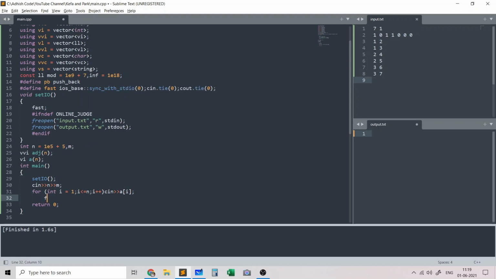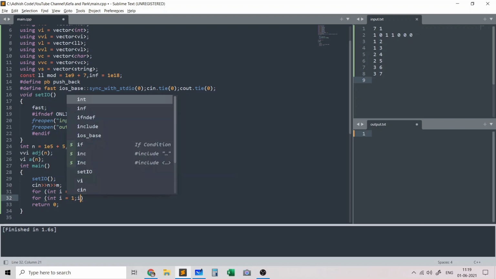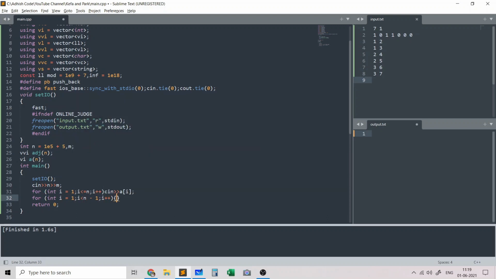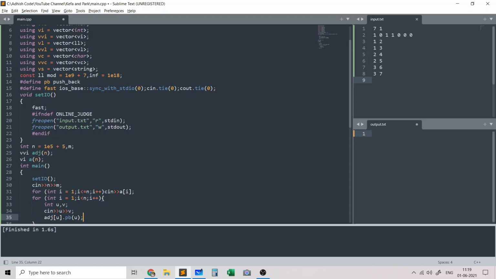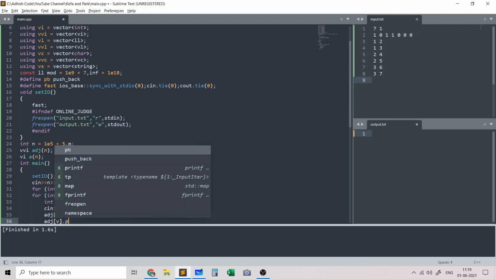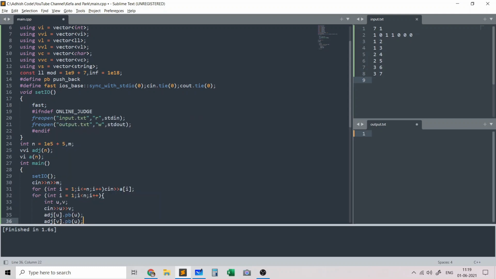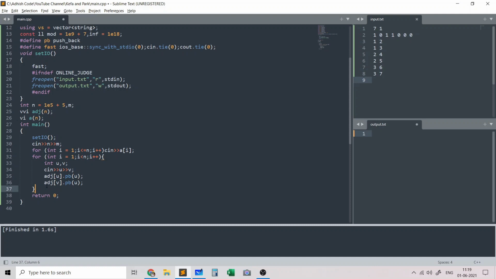and now I'll read in the graph. In the graph we are given the edges, and basically we need to push back the node v to the adjacency list of u, and we need to push back the node u to the adjacency list of v. That's how we build the graph.